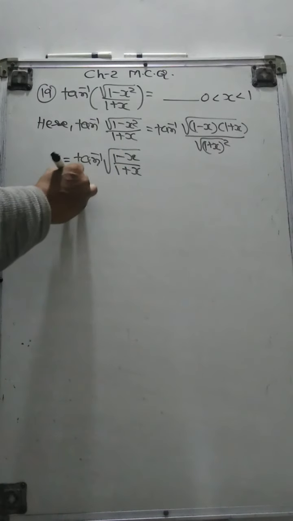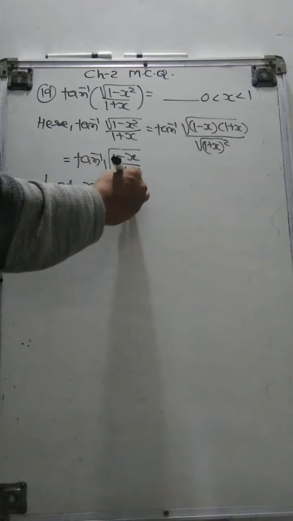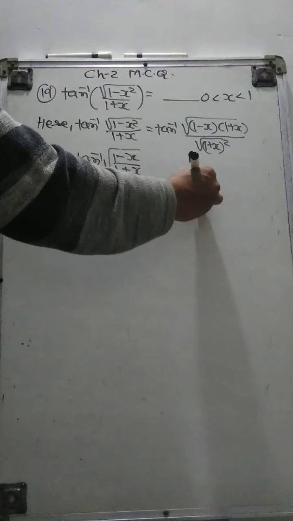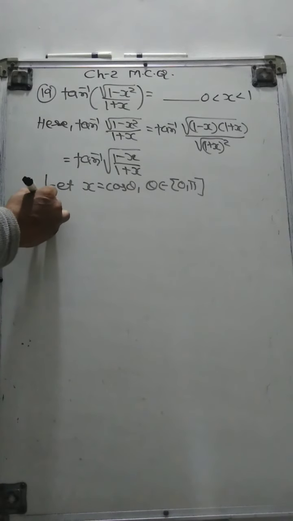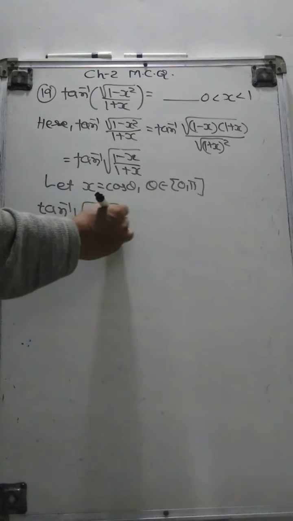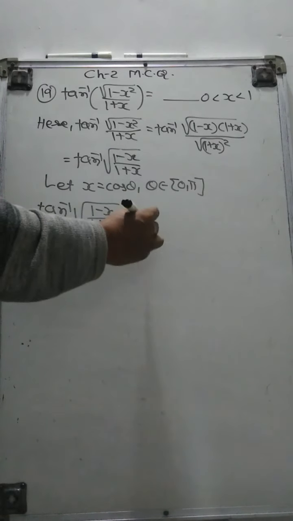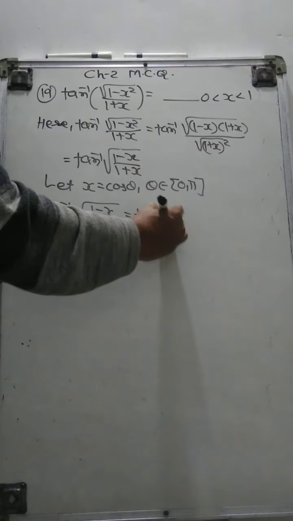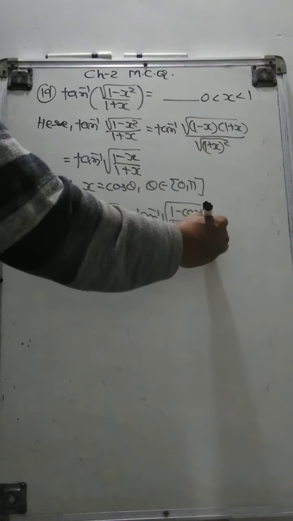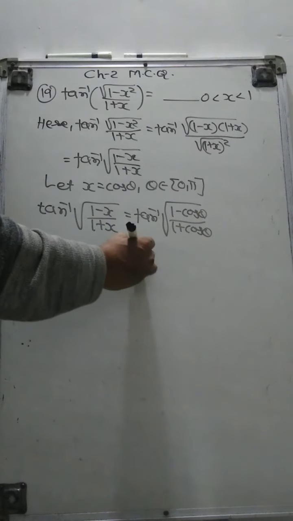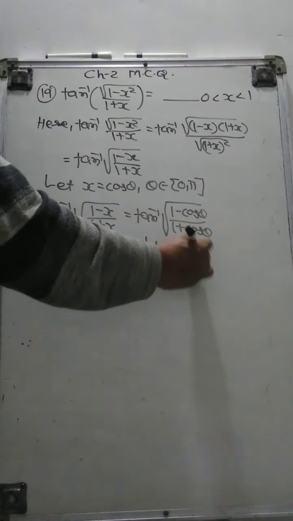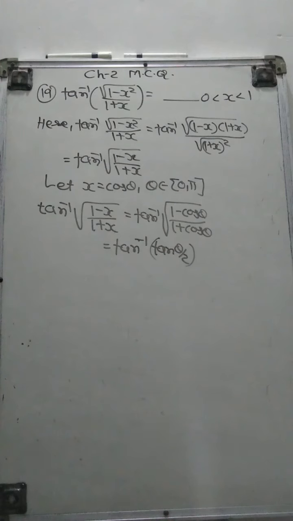Now let x equal to cos theta, where theta belongs to 0 to pi. Therefore, tan inverse root of 1 minus x upon 1 plus x is equal to tan inverse root of 1 minus cos theta upon 1 plus cos theta. It is tan inverse tan theta by 2. Right? Now tan theta by 2 is obtained.